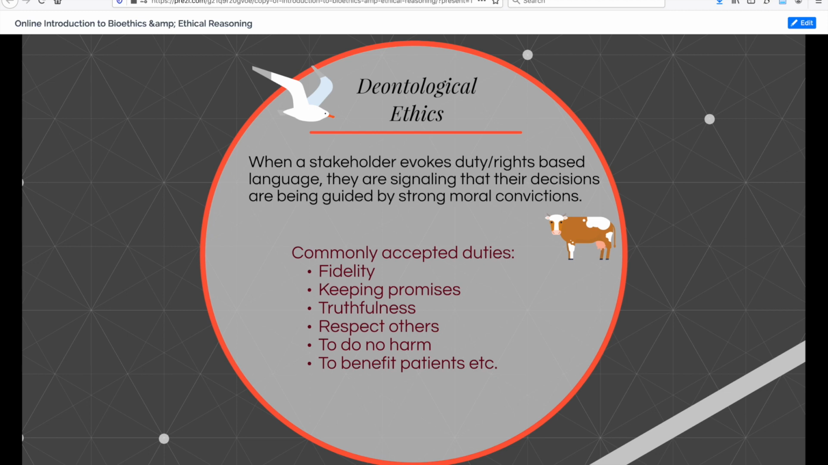To respect others, or in the case of medical ethics, right there in the medical code, to do no harm. You shall not do harm to others. And beneficence, to benefit others, etc. So deontological ethics, it's an abstract name. It seems like it's a very theoretical position.